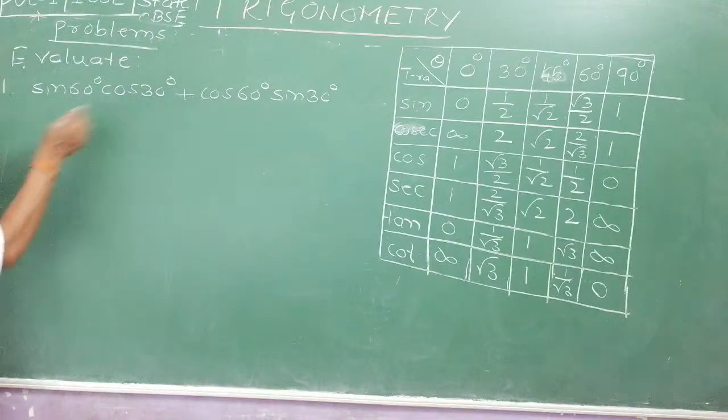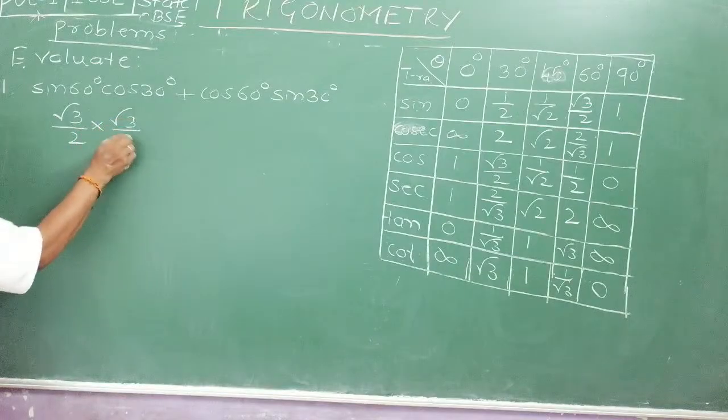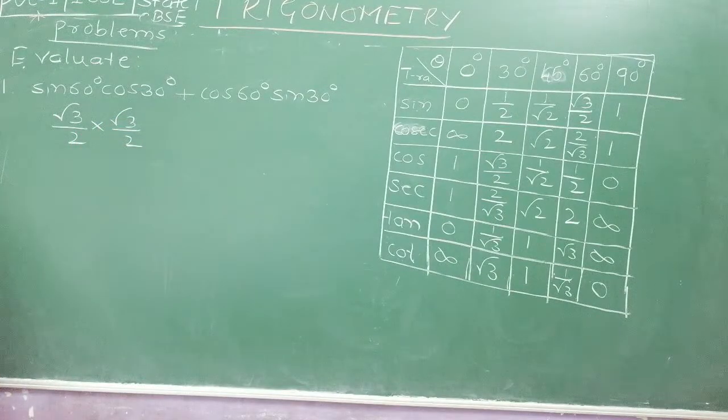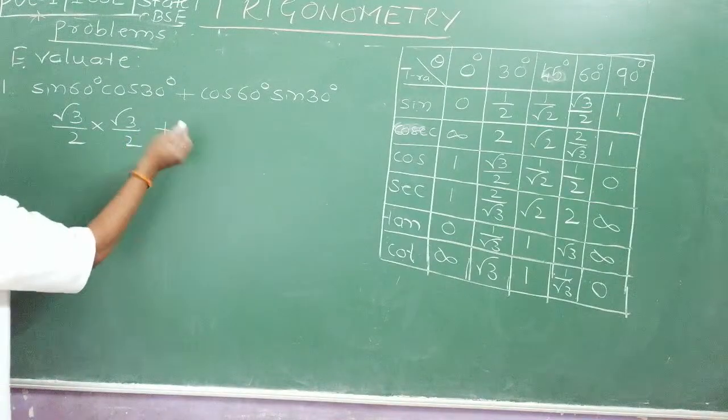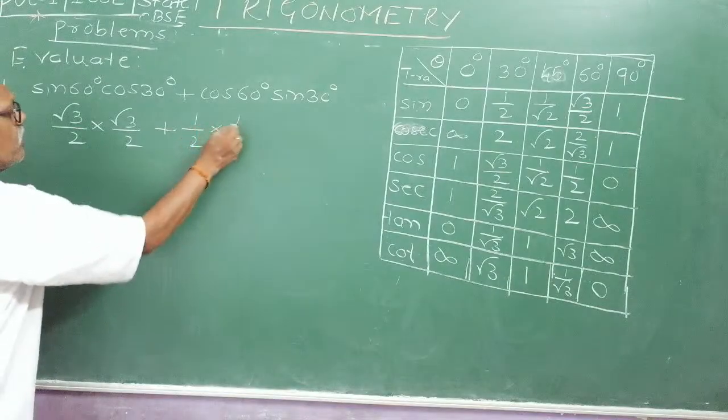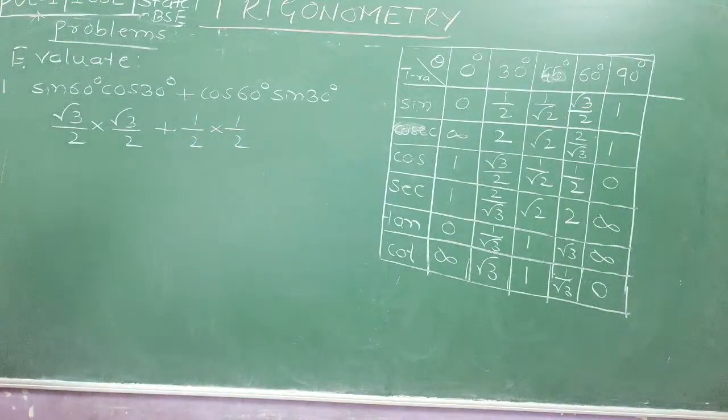Sin 60. What is sin 60? It is root 3 by 2. What is cos 30? Cos 30 is root 3 by 2. Substitute the values. Plus cos 60 is 1 by 2. Sin 30 is 1 by 2. What is your answer? Anybody got the answer?